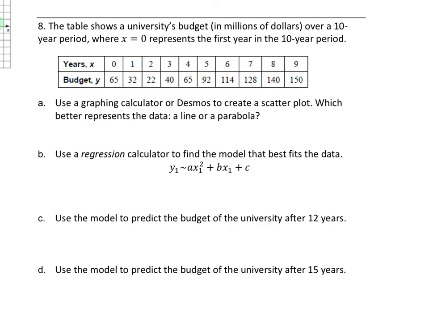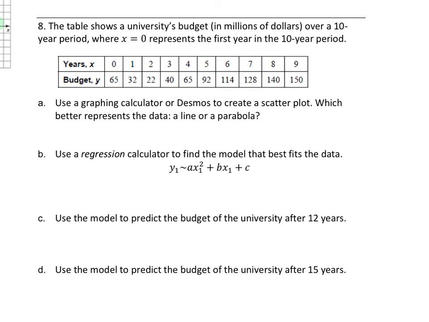I mean, this one's a little out of place, but doesn't it go down and then come back up? It looks like nothing. It's not a perfect parabola, but what is better? Because this question says which better represents it. Our only options are line or parabola. Is a line better or is a parabola better?